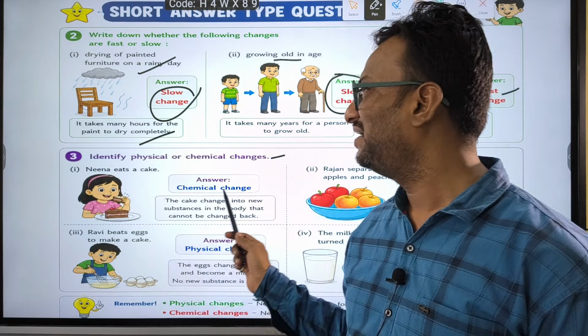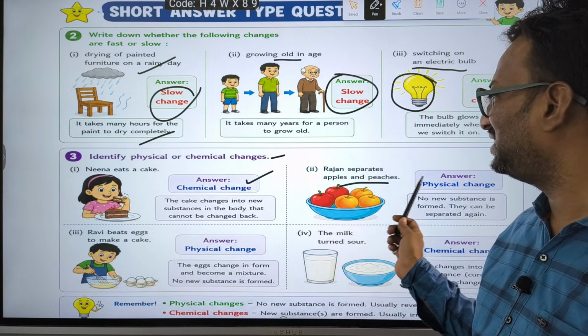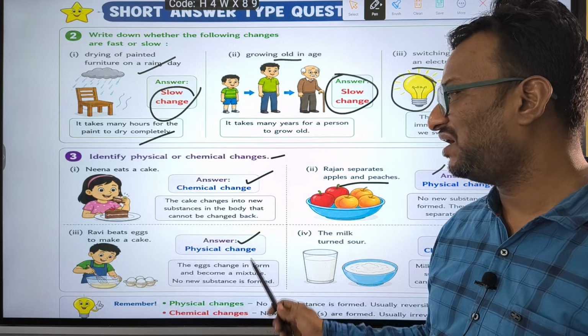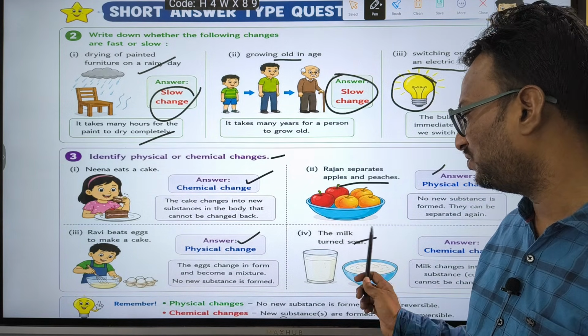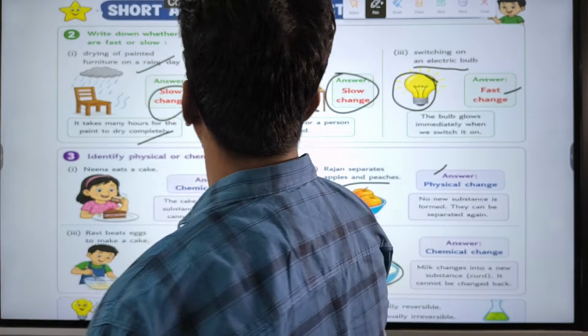Identify physical and chemical change. Nina eats cake. Cake is a chemical change. Rajan separates apples. It is a physical change. Ravi beats eggs. Beating of egg is a physical change. And the milk turned into sour, curd or whatsoever. So that is a chemical change.